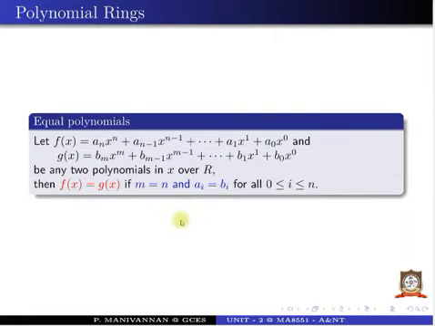What are equal polynomials? Let f of x be a polynomial of degree n, and g of x be a polynomial of degree m. The two polynomials are equal when m equals n and a i equals b i. The highest power must be equal, and also every coefficient must be equal. So a i equals b i for all 0 less than or equal to i less than or equal to n.